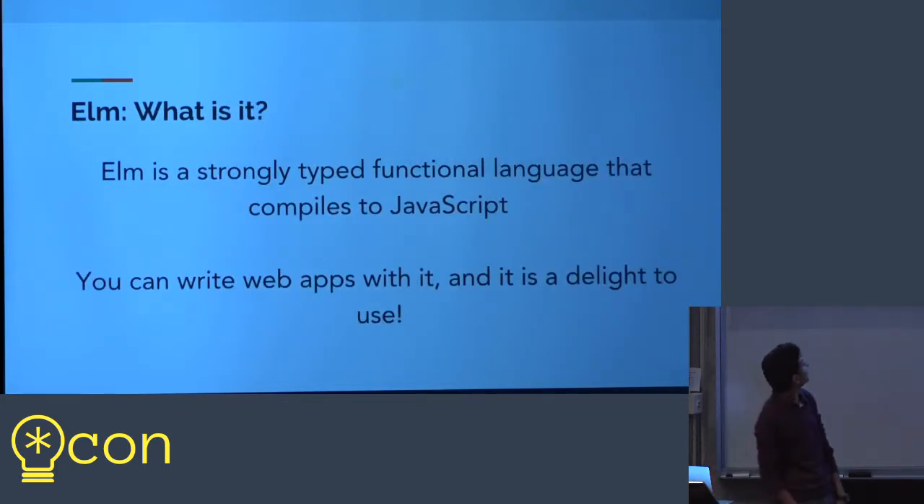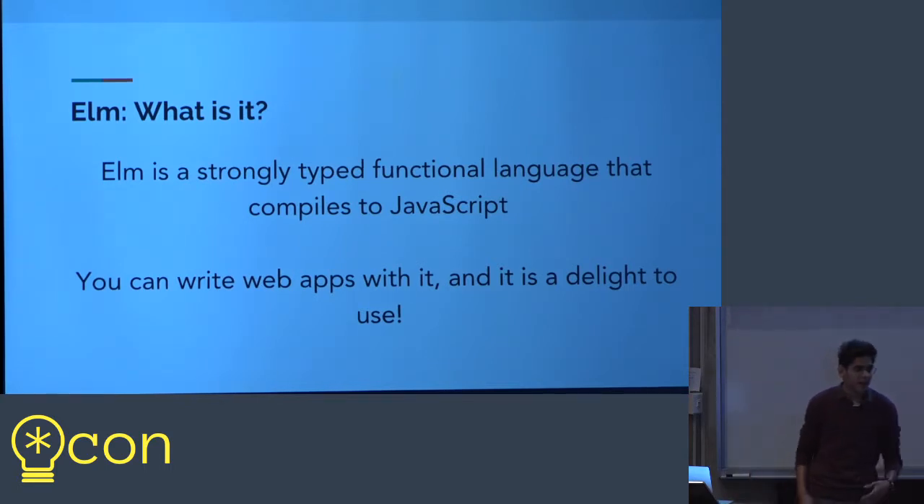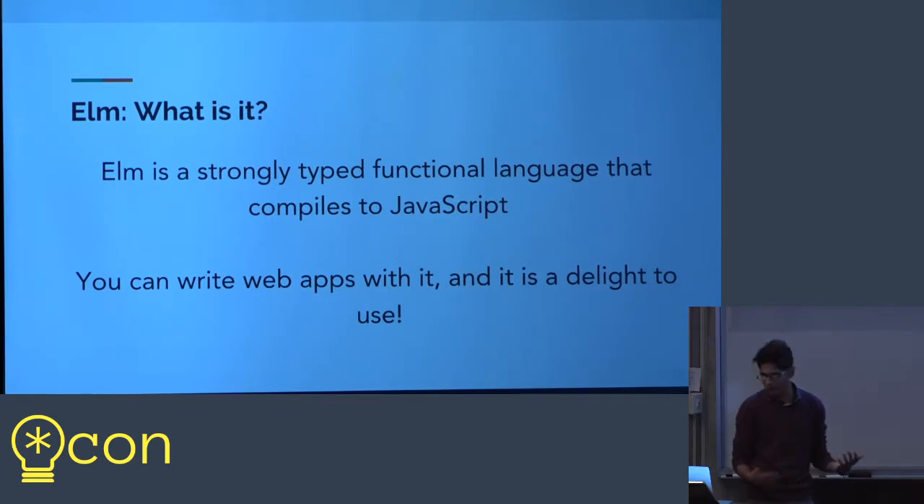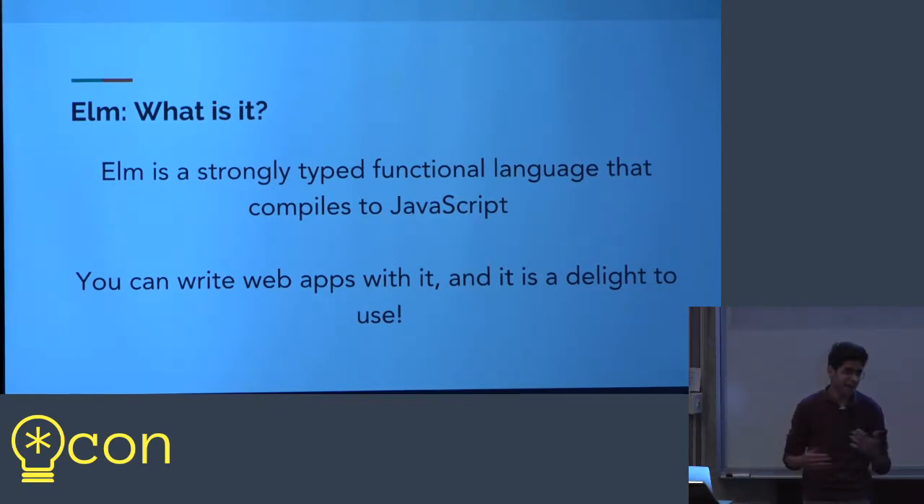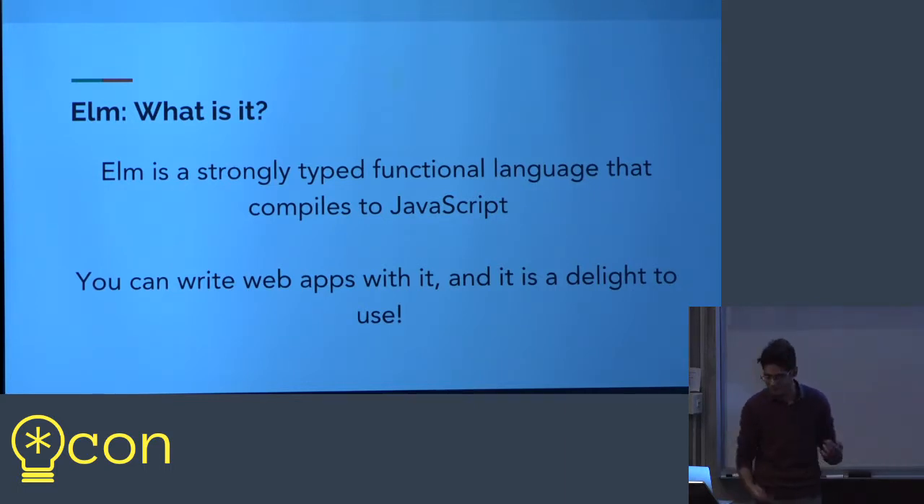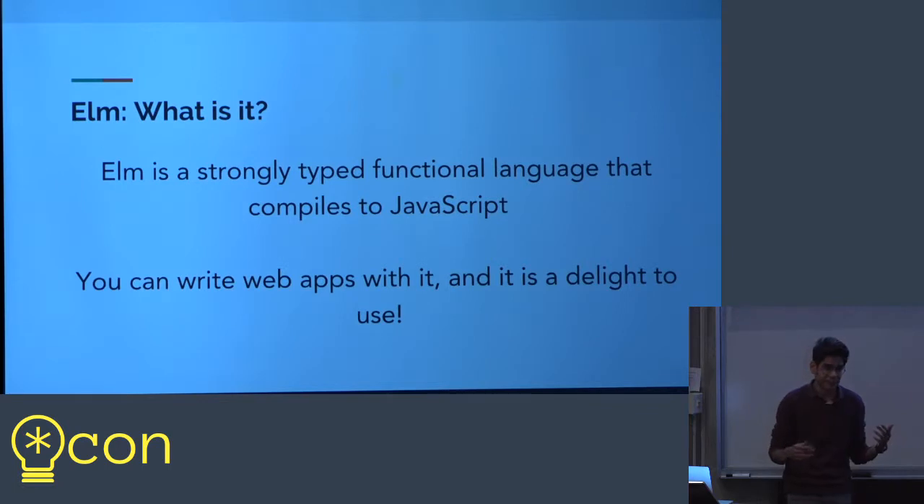So Elm, what is it? It's a strongly typed functional language that compiles down to JavaScript. You can write web apps with it. And essentially, I adore it. I think it's delightful to use. Unlike Haskell, Elm actually focuses on simplicity. It's not overloaded with complex features. And with every new release, the language is somehow made simpler to use.